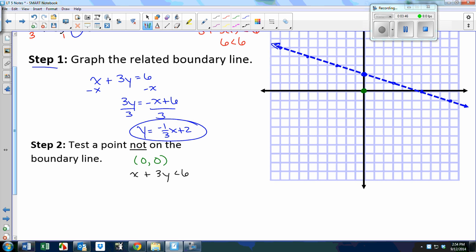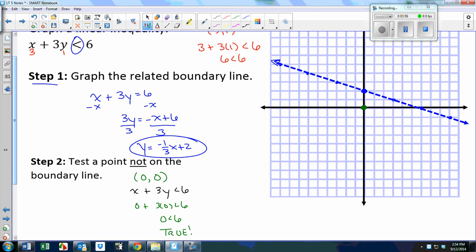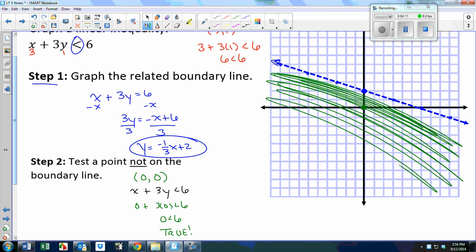When I do, I get 0 plus 3 times 0 is less than 6. I get 0 plus 0. I get 0 is less than 6, a true statement. Which means that I should shade the side of the line that has the point 0, 0, because that point works. Furthermore, every point on this side of the line will work.